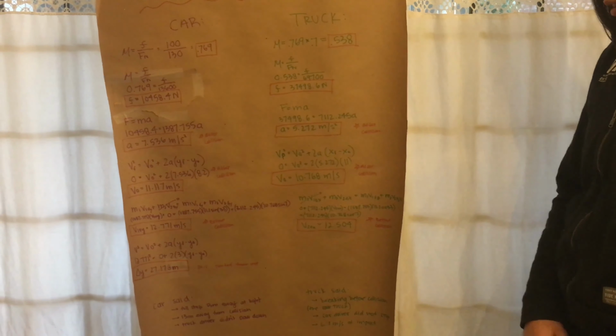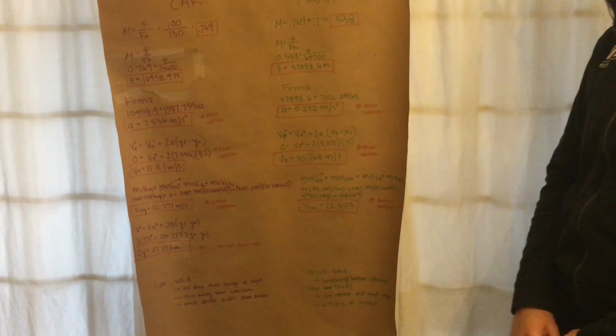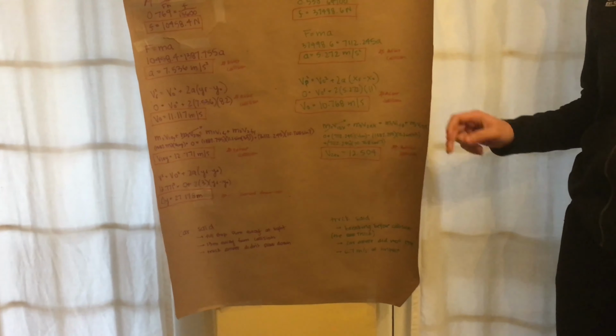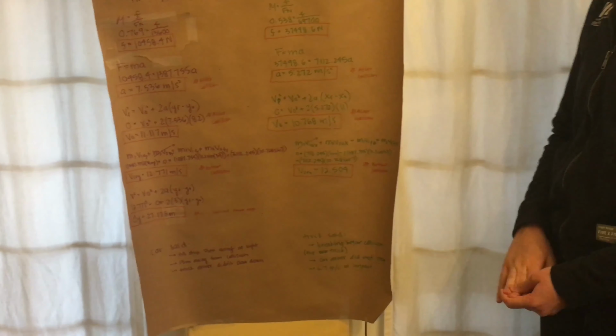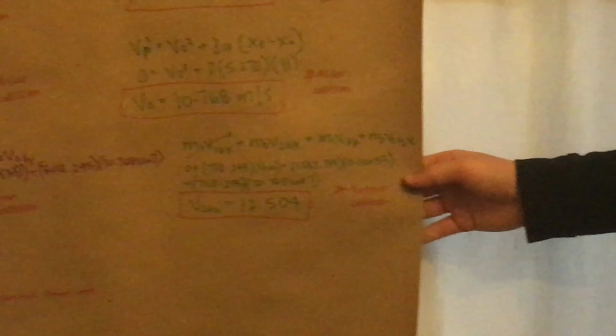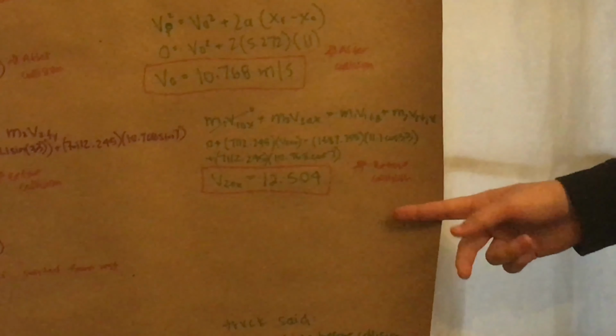Then we took that acceleration after the collision and plugged it into our v final squared equation. We plugged in all our values to get the v initial, which would have been the velocity after the collision, and that was 10.768 meters per second. We plugged it into our conservation of momentum equation, and we got that the velocity of the truck before the collision was 12.504 meters per second.